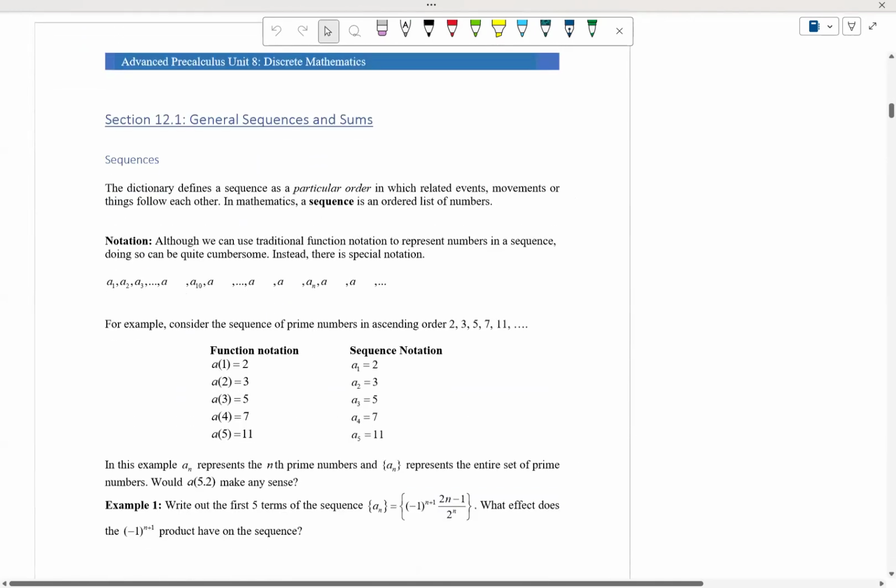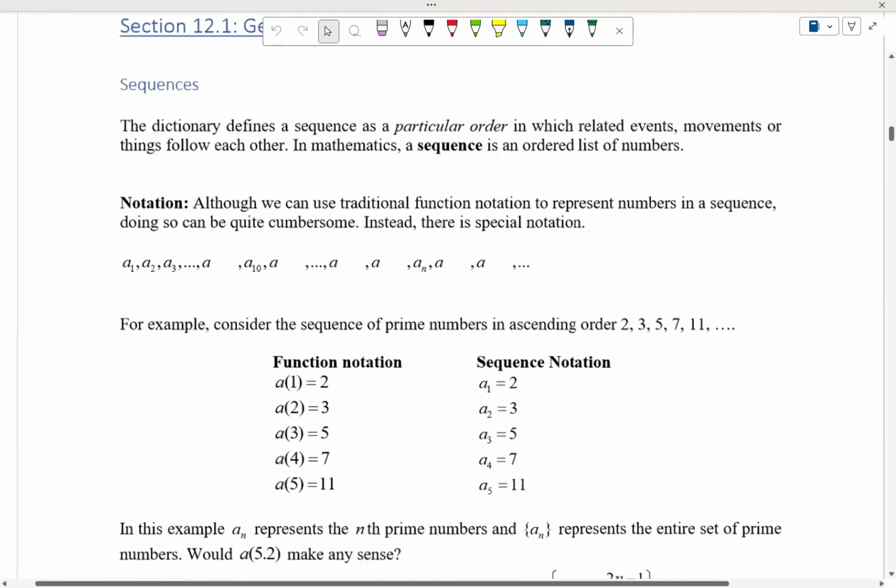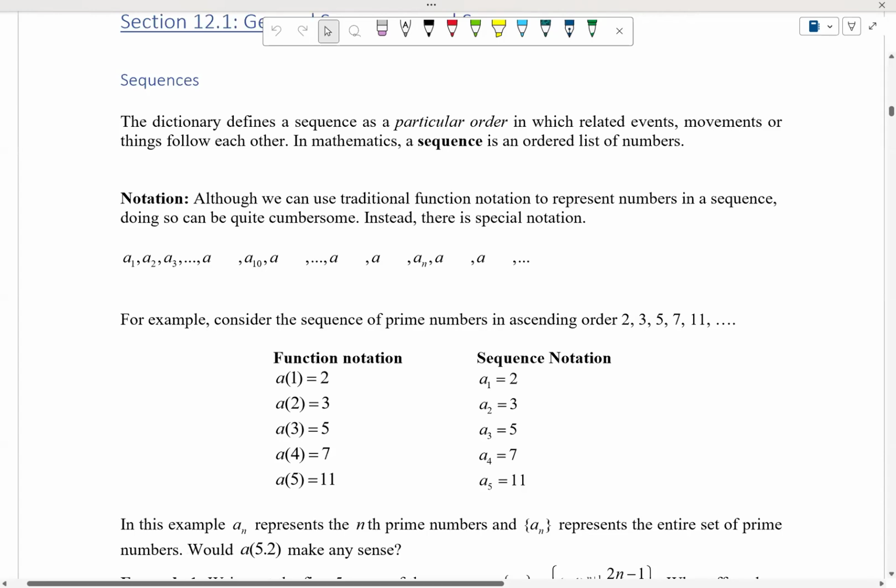Okay, so sequence. I think you already know what a sequence is. It's an order of things. There's a first in a sequence. After the first comes the second. After that comes the third. You can't skip anything in a sequence. By definition, a sequence has an order of things.